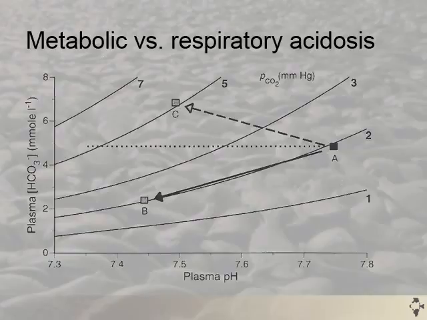So we're not seeing an accumulation of CO2. You can see we're just moving down along that 2 millimeter of mercury CO2 gradient. So the abundance of CO2 hasn't changed, but the pH certainly has. The pH has dropped to about 7.45. And as a result of that, the concentration of bicarbonate ions has dropped quite a bit, from about 5 millimoles per liter of plasma to about half that, 2.5 millimoles per liter.